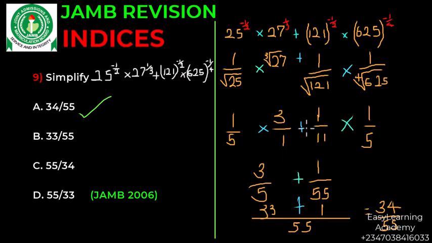We brought down this addition sign. We multiply 1 times 1 is 1, 11 times 5 is 55. Finding the LCM of this is 55. 5 comes into 55 11 times. 11 times 3 is 33. Plus 55 comes into 55 1 time. 1 times 1 is 1. Adding this up, we have 34 over 55. Option A is the correct option.